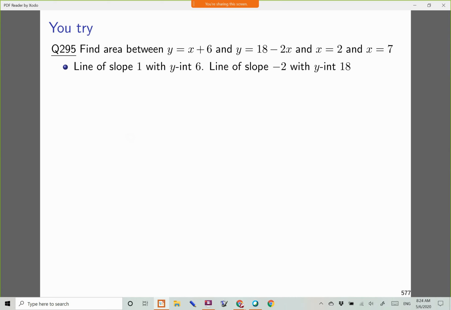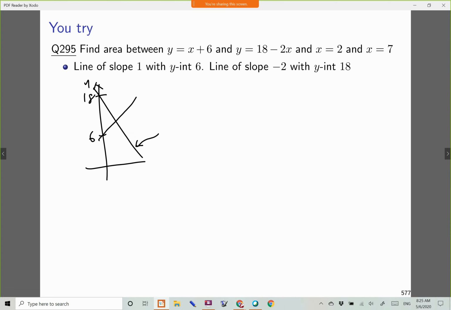So, just to inventory what we have, there's a line of slope 1, there's a line of slope -2. The first line has a y-intercept of 6, the second line has a y-intercept of 18. There's also two vertical lines. So this is my y-axis. There's my 6. There's the 18. You've got a slope 1 and a slope -2, so the negative sloped one is steeper.